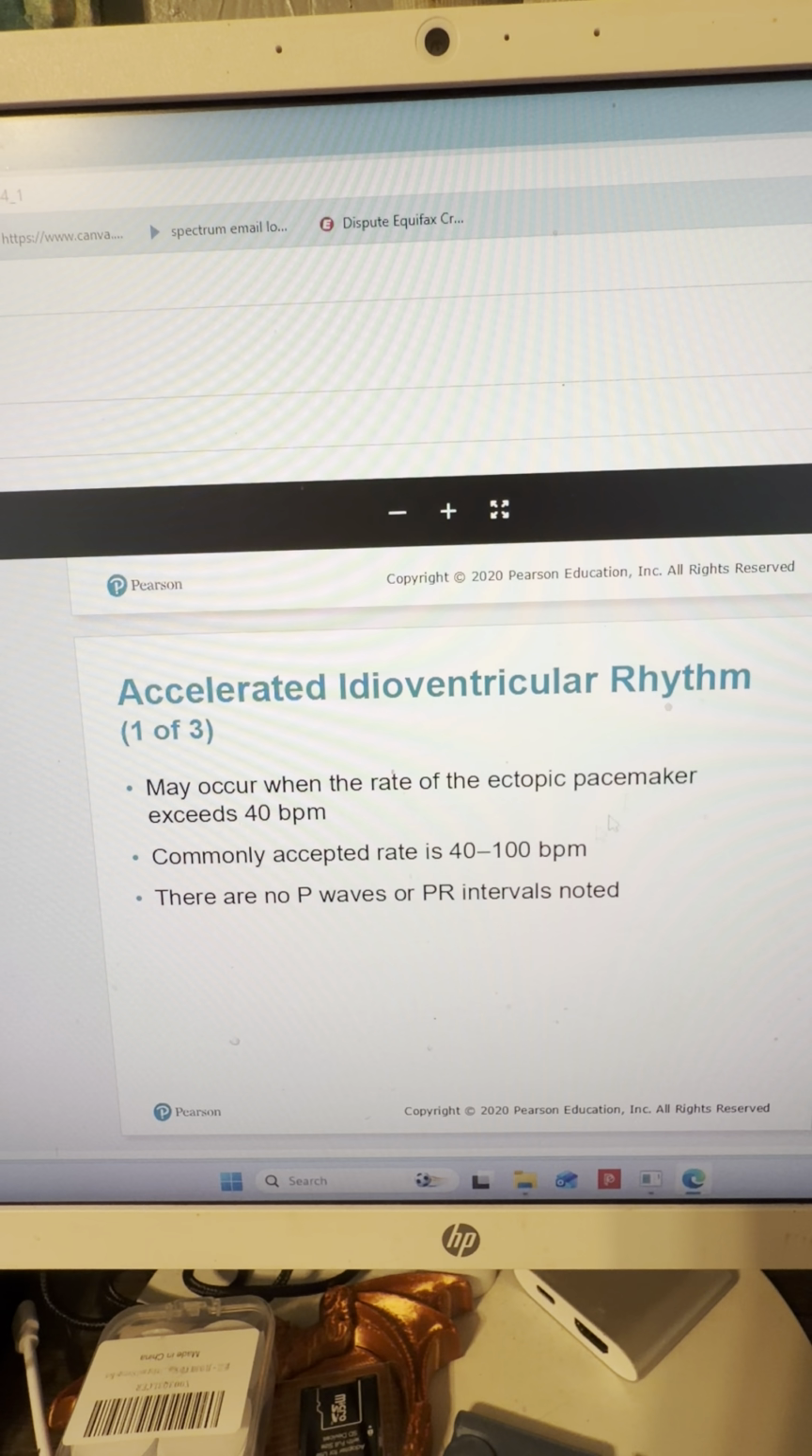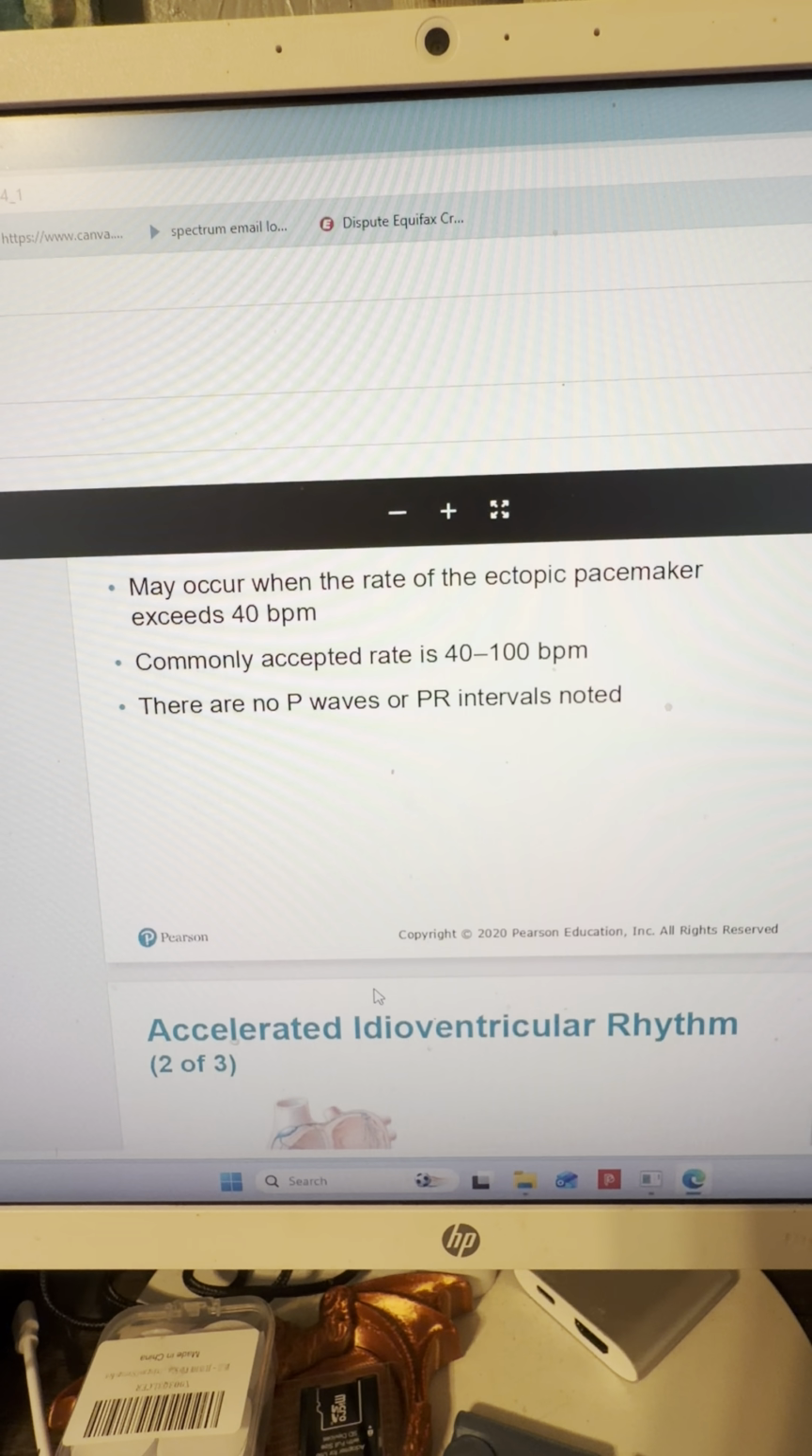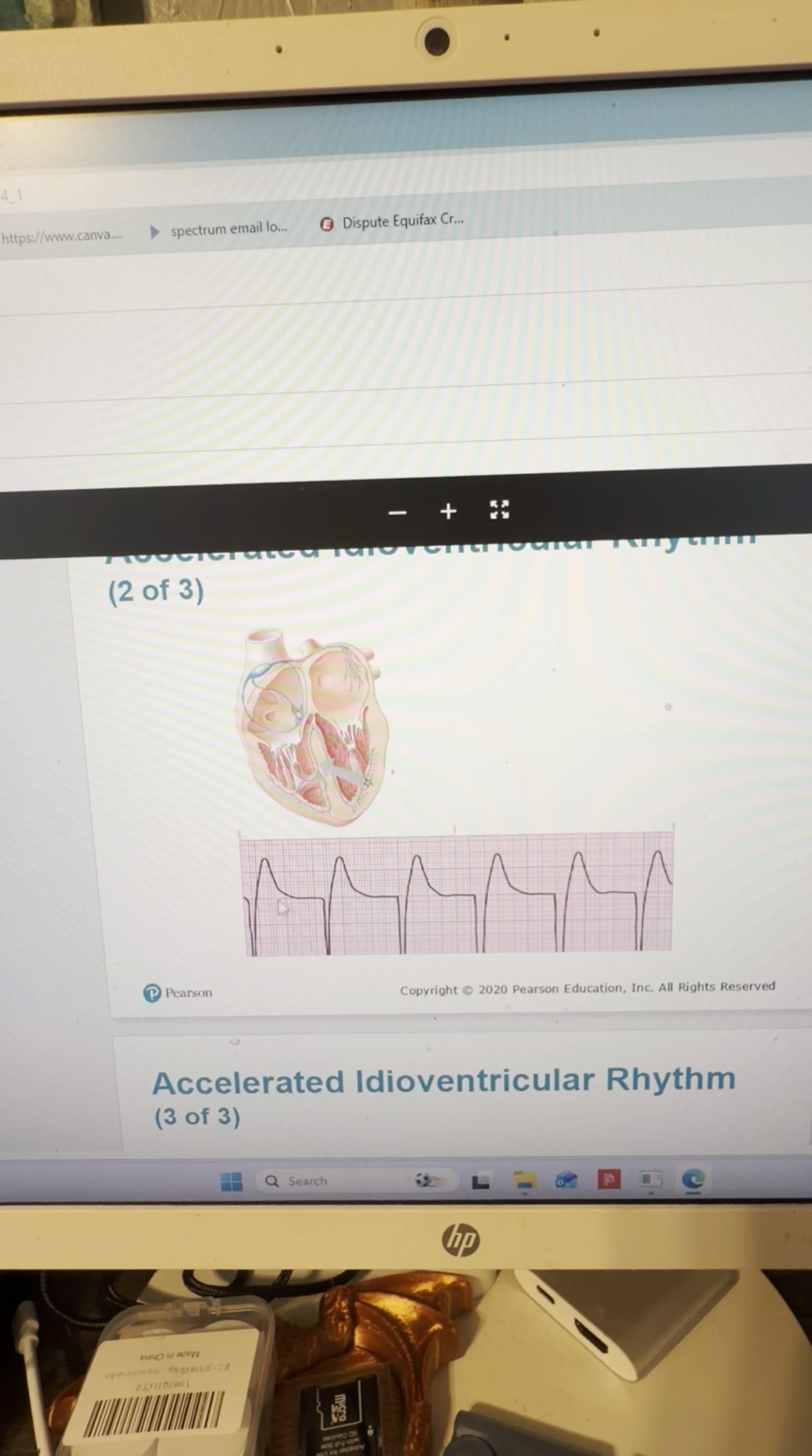Accelerated idioventricular just means we have a rate that exceeds 40. So 40 to 100 is considered that. Like junctional, we exceeded the intrinsic rate of the junctional rhythm. So between 60 and 100 is accelerated junctional. Between 40 and 100 is accelerated idioventricular. There's no P waves, no PR intervals. And it looks like this.